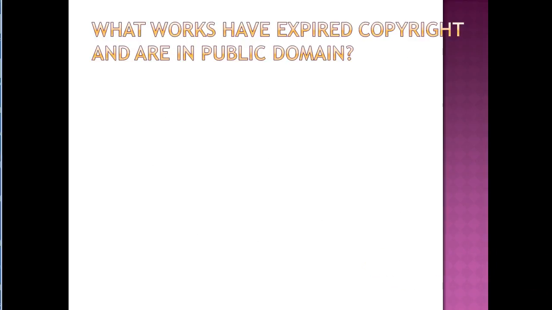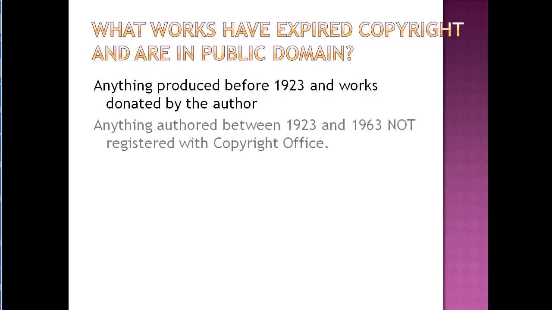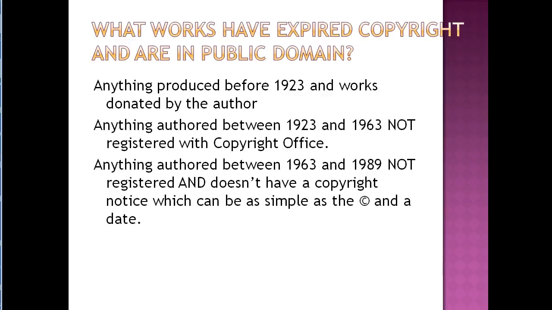What works have expired copyright and are now in the public domain? This is not typically a very easy thing to explain, as the copyright laws have changed over a period of time. Currently, anything produced before 1923, and of course donated by the author, is in the public domain and available. Anything between 1923 and 1963 that was not registered with the Copyright Office is also available. Anything between 1963 and 89 that was either not registered, or the person did not put a copyright symbol and the date on it, because during that time period, if they simply put a copyright symbol and the date, that was sufficient to copyright. Now you don't even have to do that.